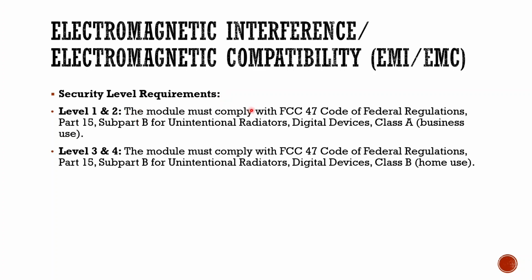The module must comply with the FCC 47 code of federal regulations, Part 15 Subpart B of unintentional radiators and digital devices Class A. The level 3 and 4, they must comply with the Class B, which is for home use, and Class A, this is for the business use.